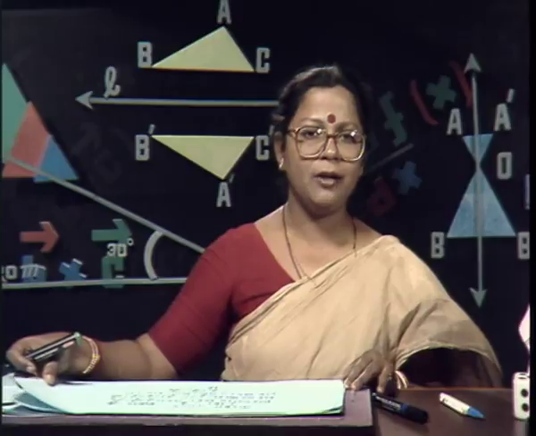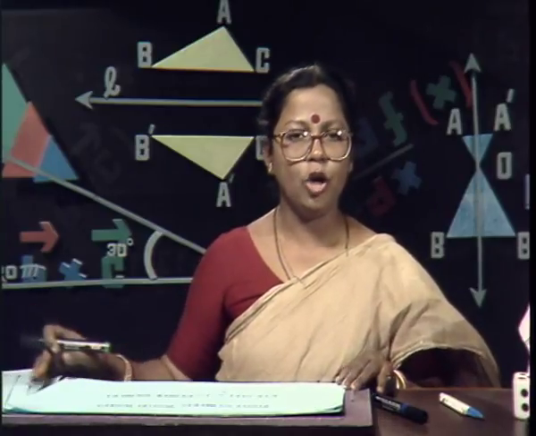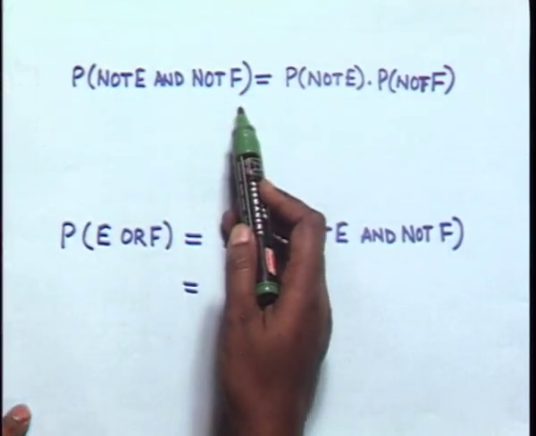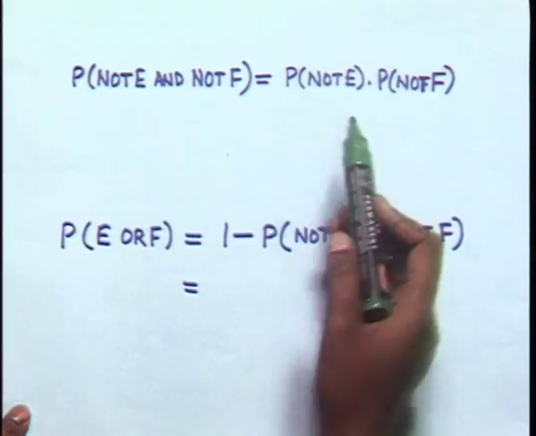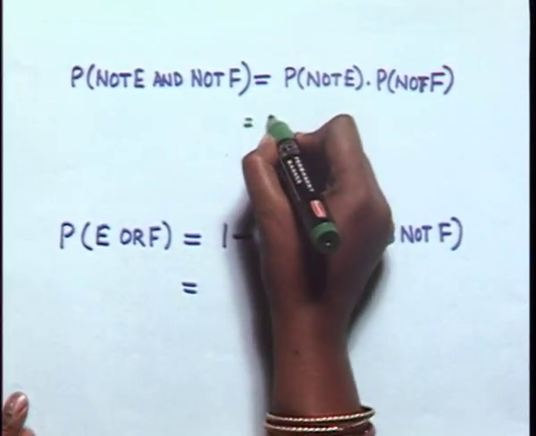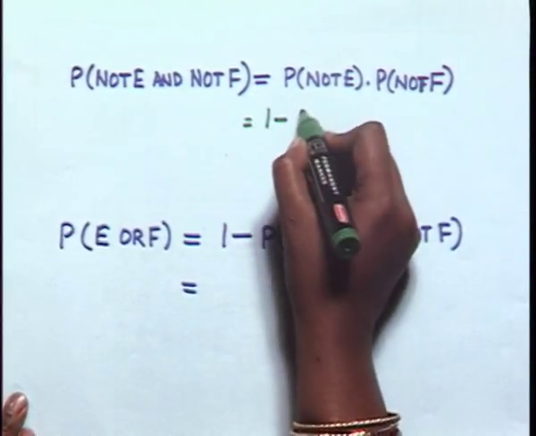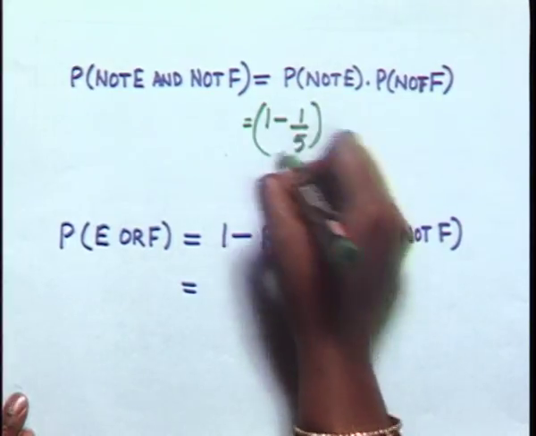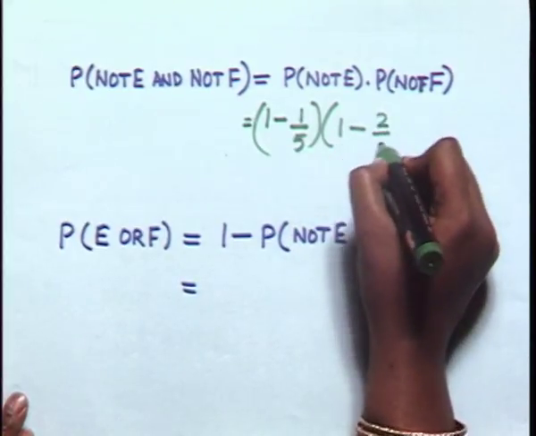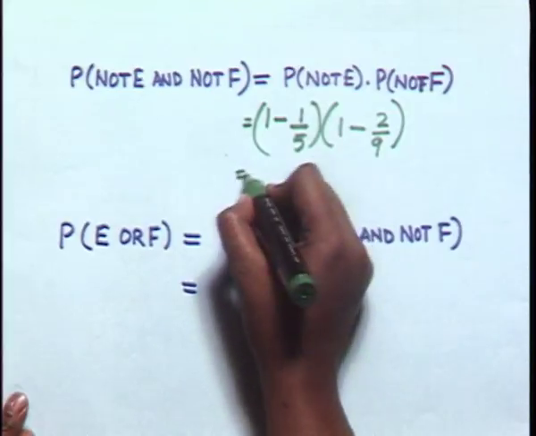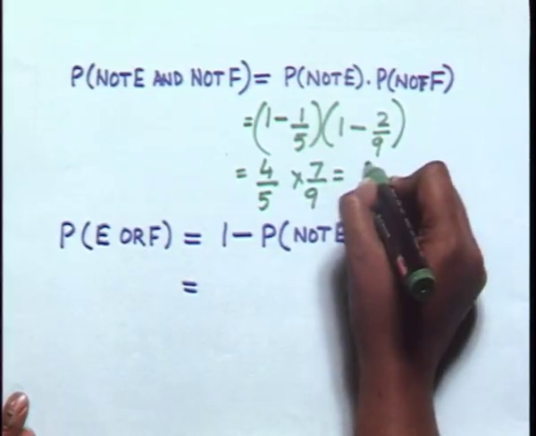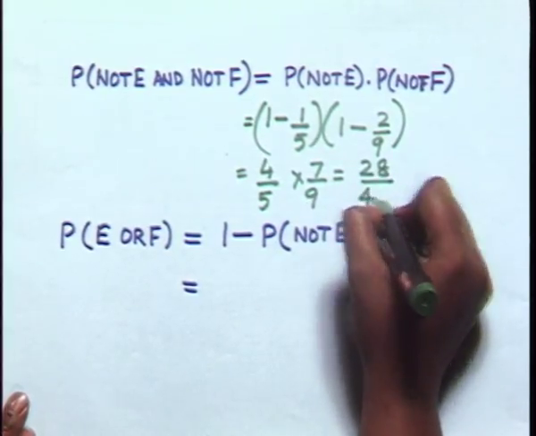Next, suppose we have to find out the probability that neither husband nor wife is selected, that is probability of not E and not F. That will be equal to probability of not E multiplied by probability of not F, which is equal to 1 minus probability of E, which is 1 upon 5, multiplied by 1 minus probability of event F, that is 2 upon 9. This is equal to 4 upon 5 multiplied by 7 upon 9, that is 28 upon 45.